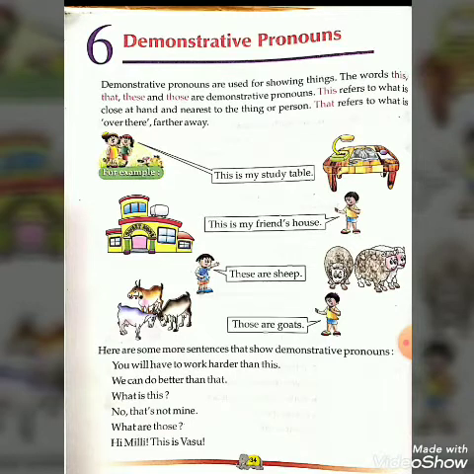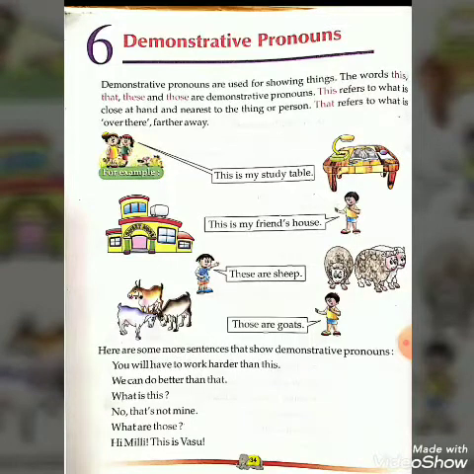Demonstrative pronouns are used for showing things. The words this, that, these, and those are demonstrative pronouns. Basically, demonstrative pronouns are used for showing things, and we are using the words this, that, these, and those.